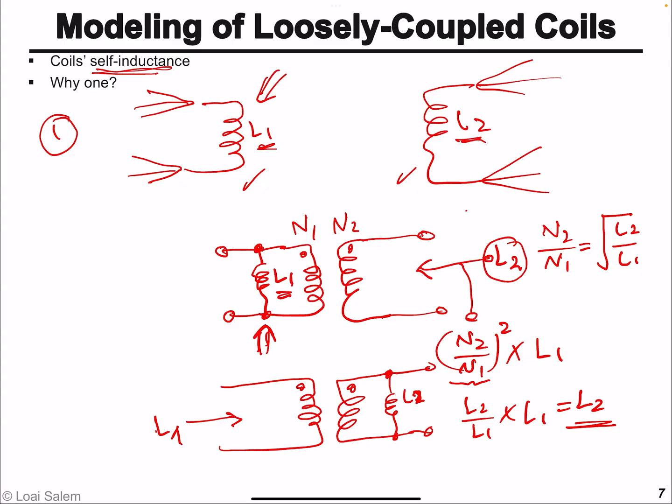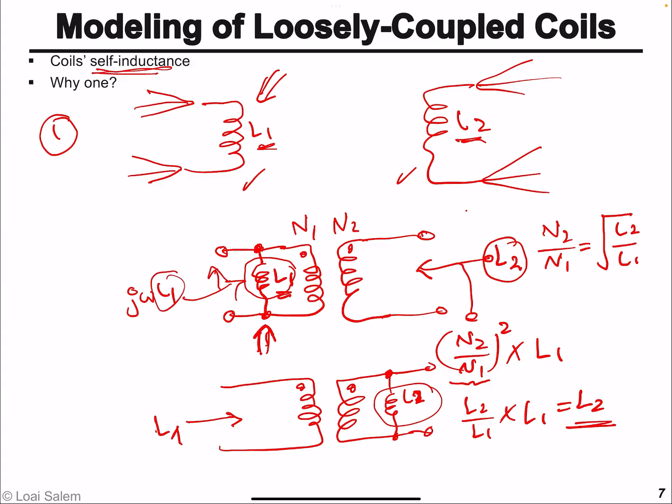One reason I'll come back to later in this video is why we didn't consider these self-inductances in a power transformer. The reason is that the value of these self-inductances is extremely large in a power transformer, so they basically behave as an open circuit, because the equivalent reactance of this inductance is going to be j omega L1.